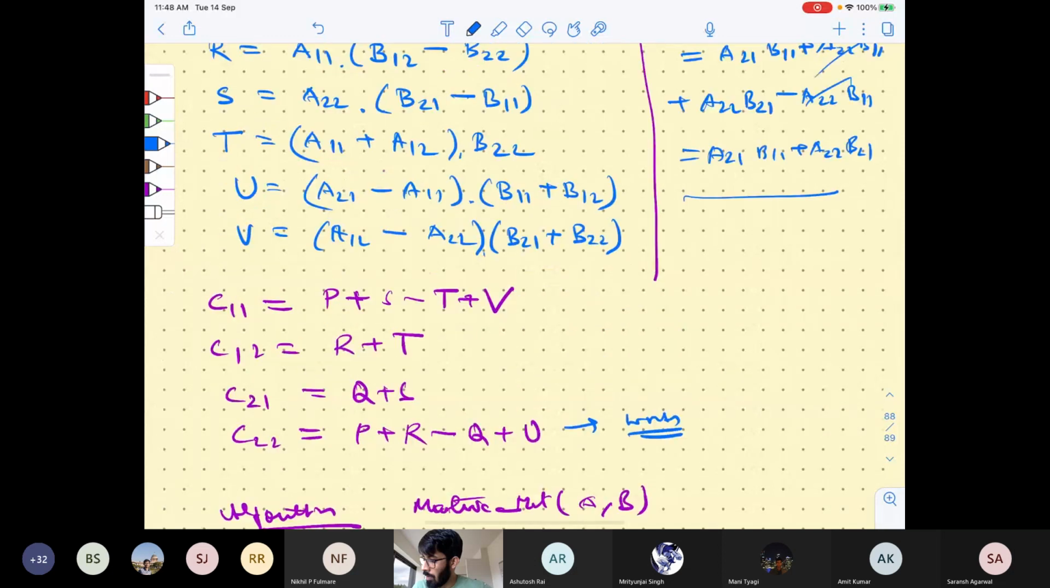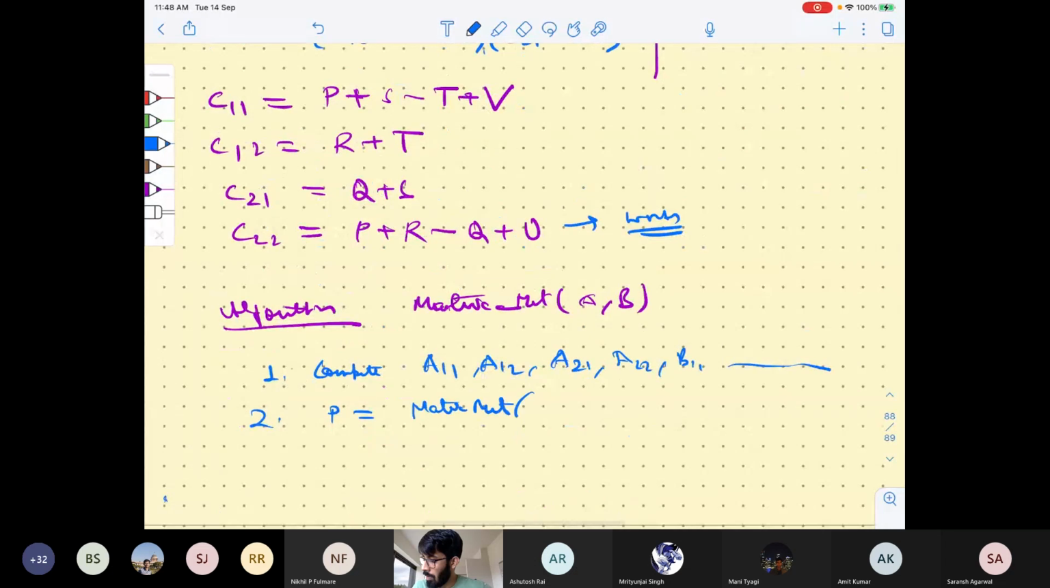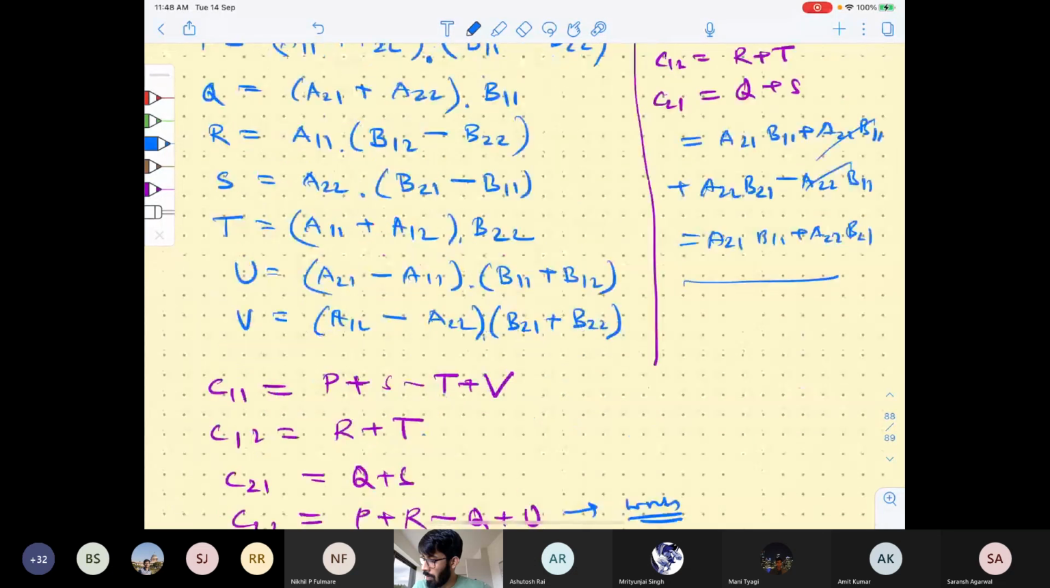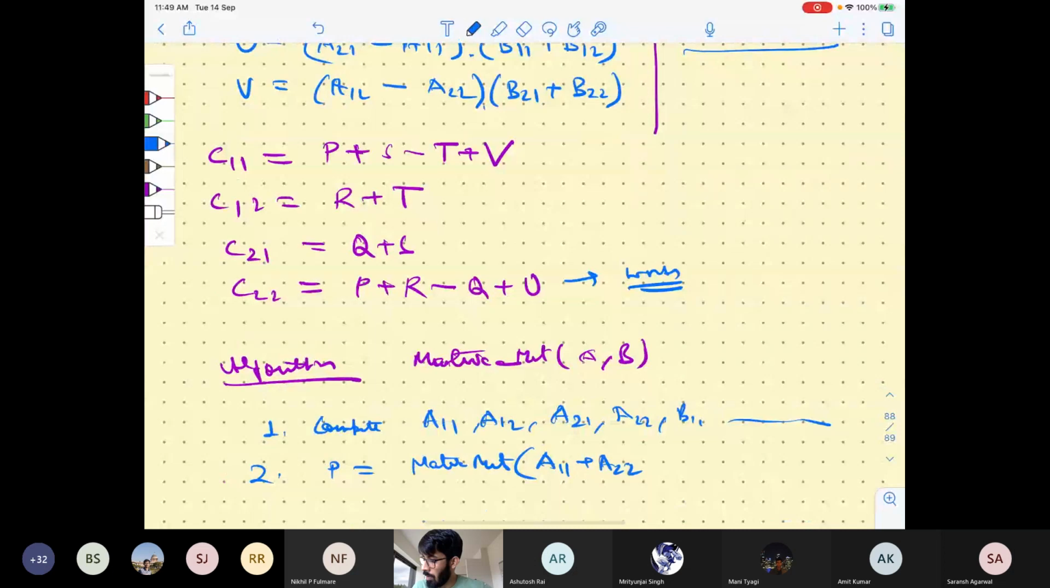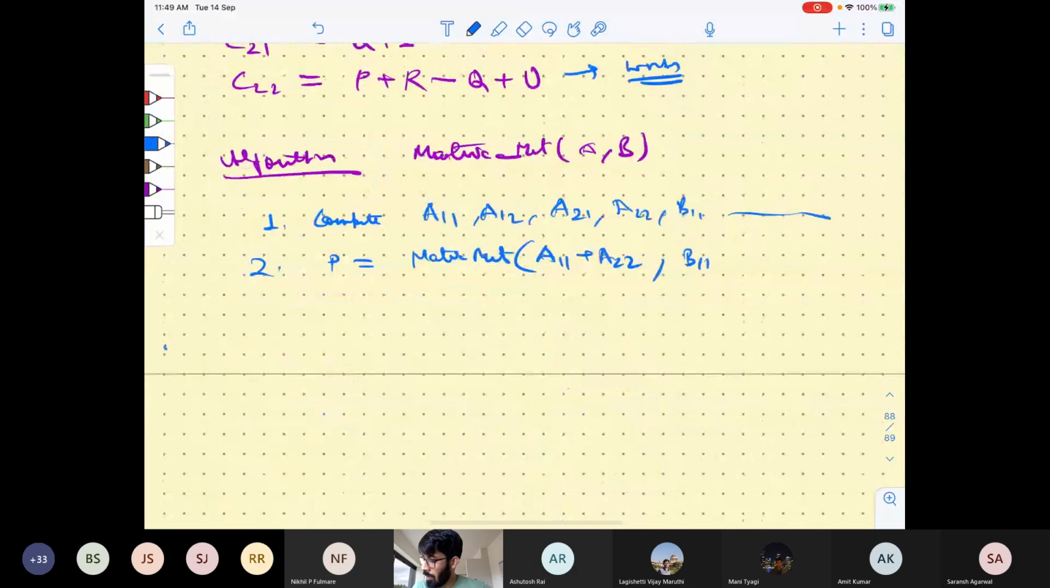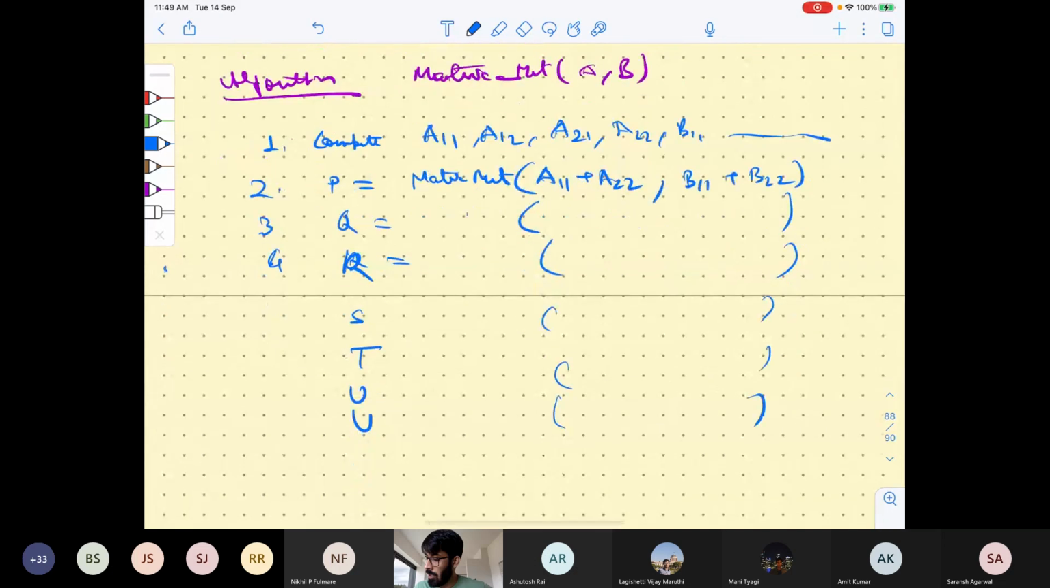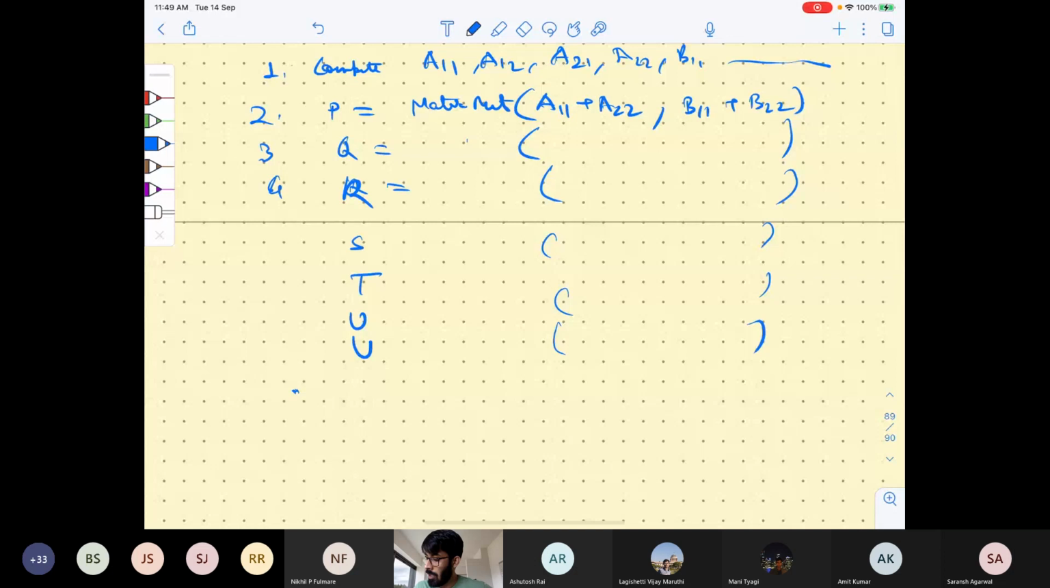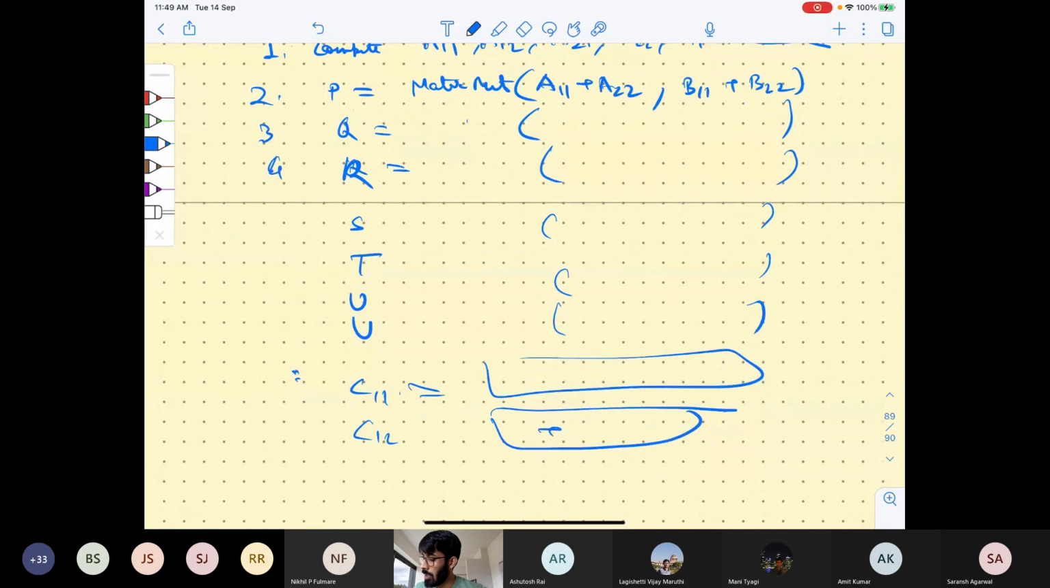Compute P is equal to matrix multiplication of A11 plus A22, comma B11 plus B22. Similarly, Q is equal to again matrix multiplication of something, R is equal to something, S, T, U, V. So there are these 7 matrix multiplications that will be computed, and then it will say, now C11 is equal to whatever, C12 is equal to whatever. These summation formulas.